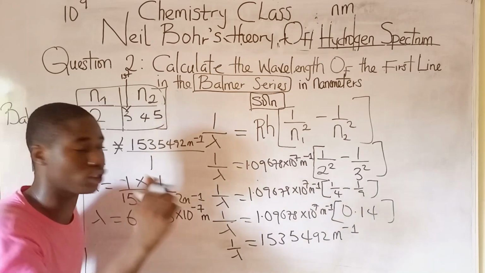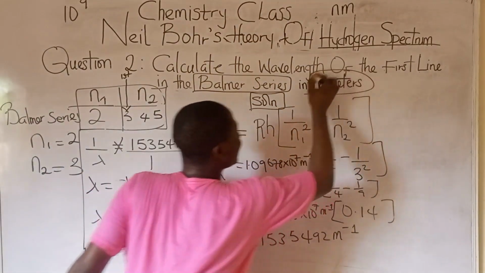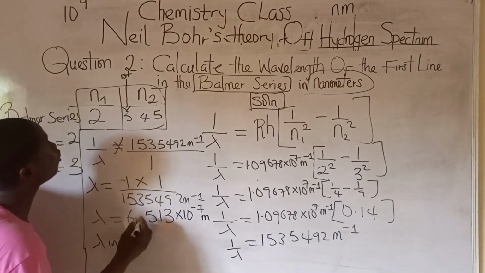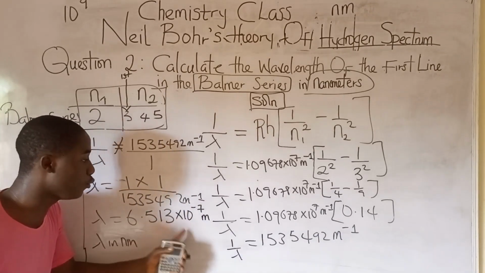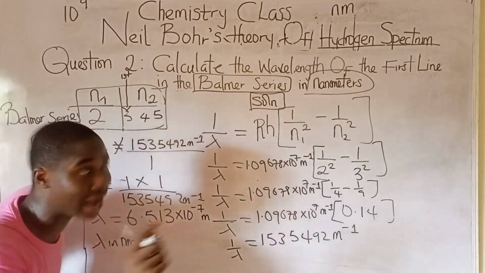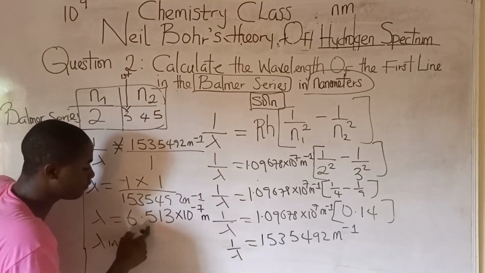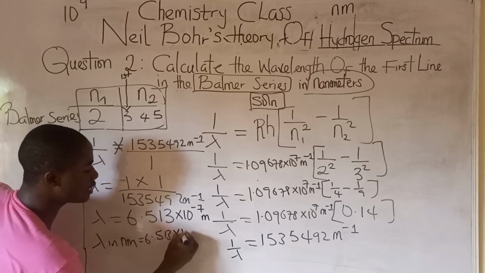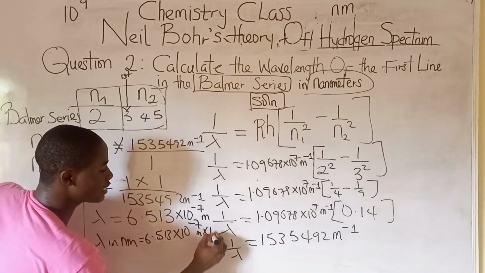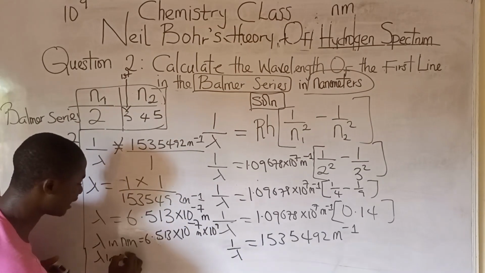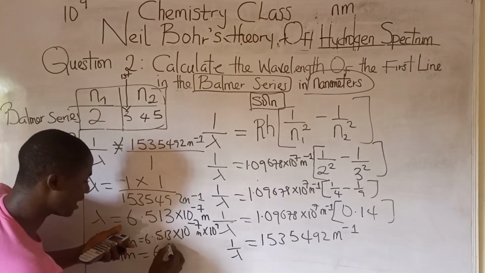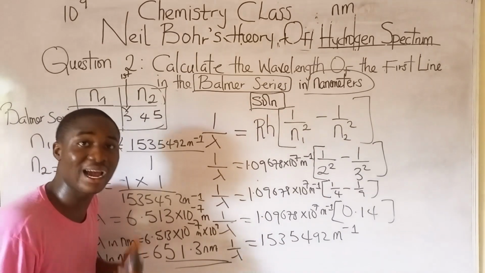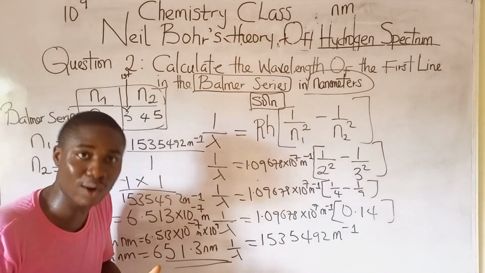As the question says, calculate the wavelength in nanometers, which is nm. So what we have to do here is to convert this value in meters to nanometers by multiplying by 10 raised to the power of 9. We multiply this value by 10 raised to the power of 9. So 6.513 times 10 raised to the power of minus 7 meters times 10 to the power of 9. So we have our wavelength in nanometers. When you do that on your calculator, it will be 651.3 nanometers. So you can see how questions on this aspect are tackled without stress.